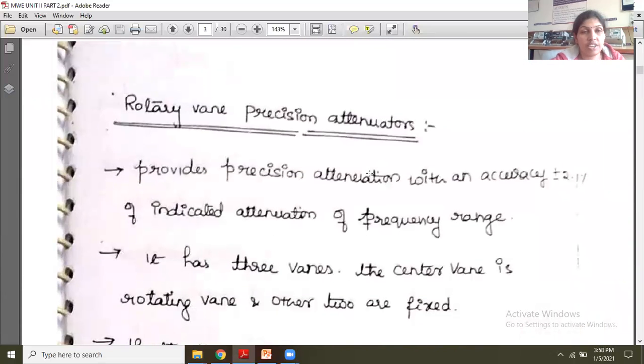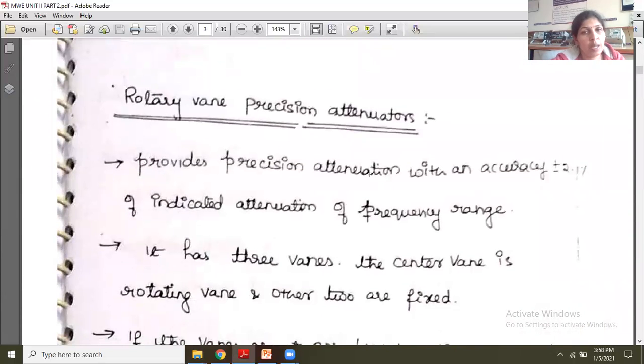The third type of attenuator is the rotary vane precision attenuator. For example, in the fixed attenuator, if the pad provides 20 dB attenuation, that fixed attenuator will provide only 20 dB attenuation. We cannot increase or decrease the amount of attenuation. Coming to the variable attenuator, it can provide 10 dB attenuation, 20 dB, 30 dB, 40 dB, like that.